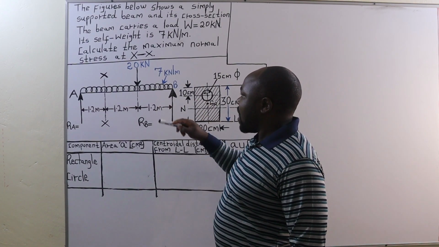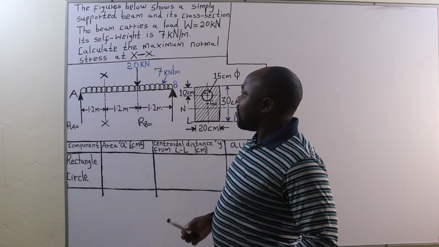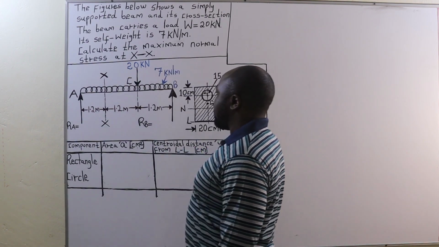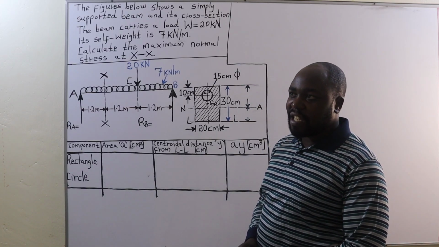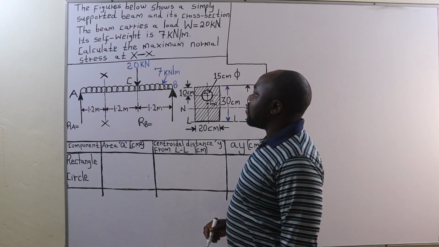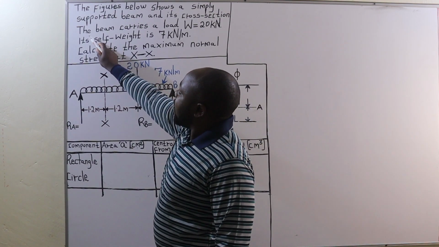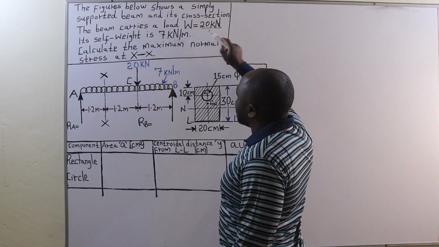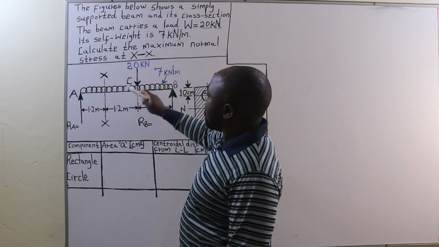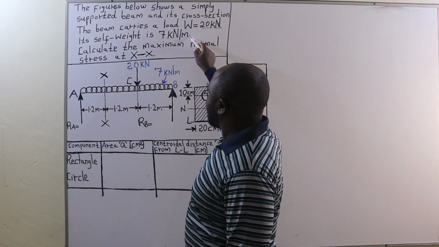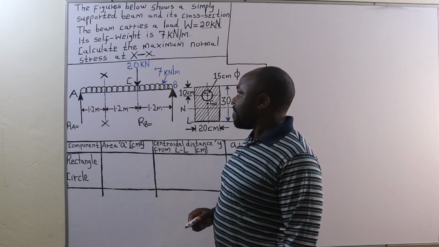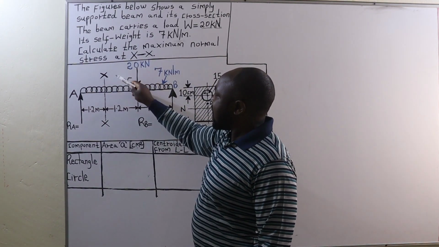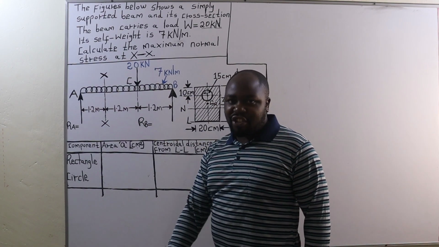The beam is also carrying a point load of 20 kilonewtons at point C. A point load or a concentrated load of 20 kilonewtons. Now the question is, the beam carries a point load of 20 kilonewtons and its self-weight, or the uniformly distributed load, is 7 kilonewtons per meter. Calculate the maximum normal stress at the XX section.